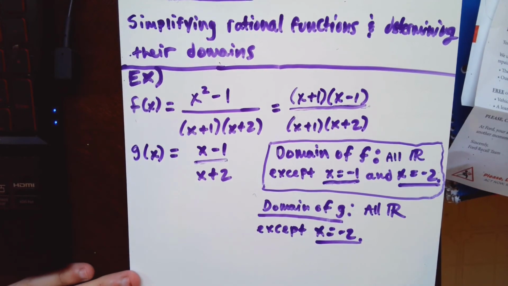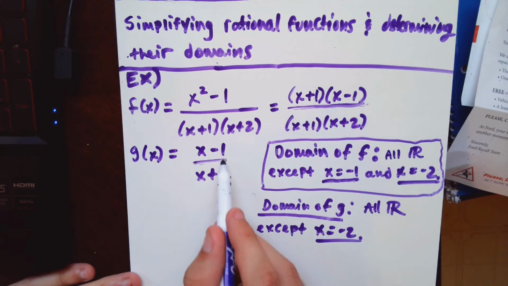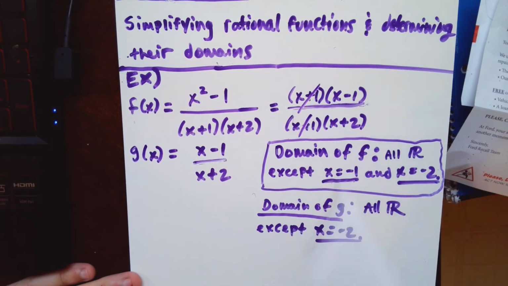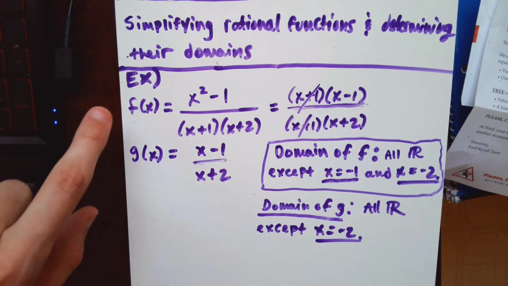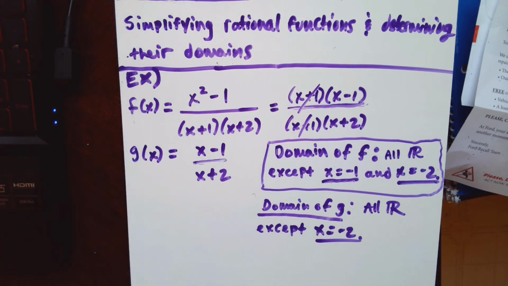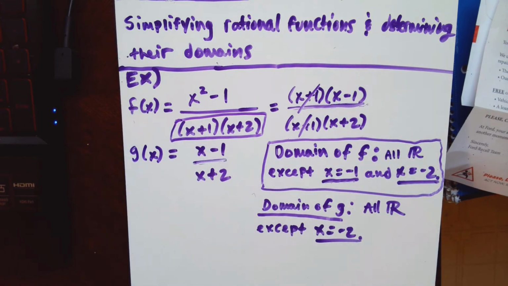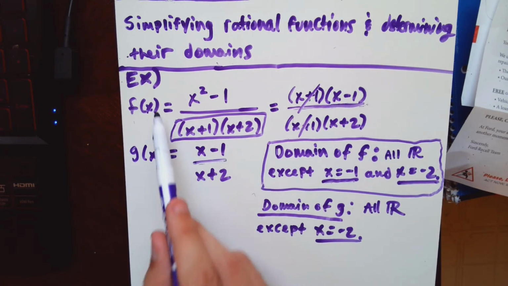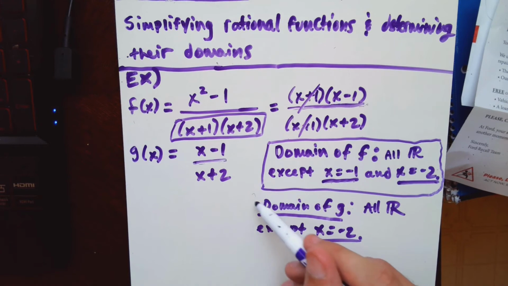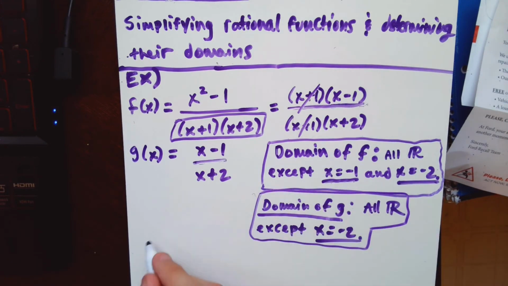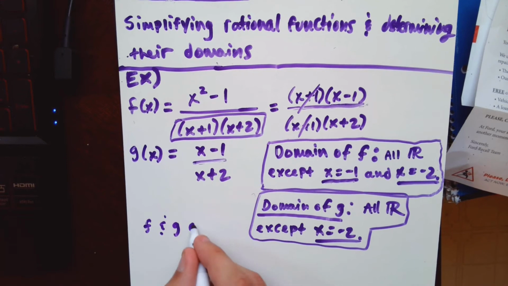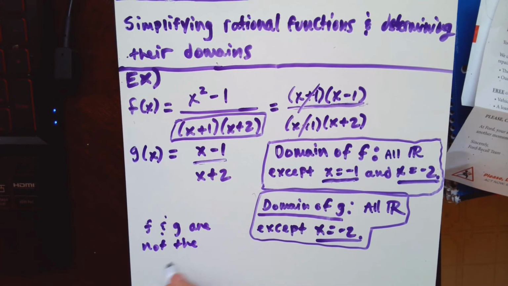So notice, this can be simplified to this, right? We could cancel these factors out. But just remember that the domain of f should not change because we still have these two in the bottom. So we still are unable to plug in -1 or -2. So f and g here, in other words, are not the same function. So that's just kind of a note of caution.